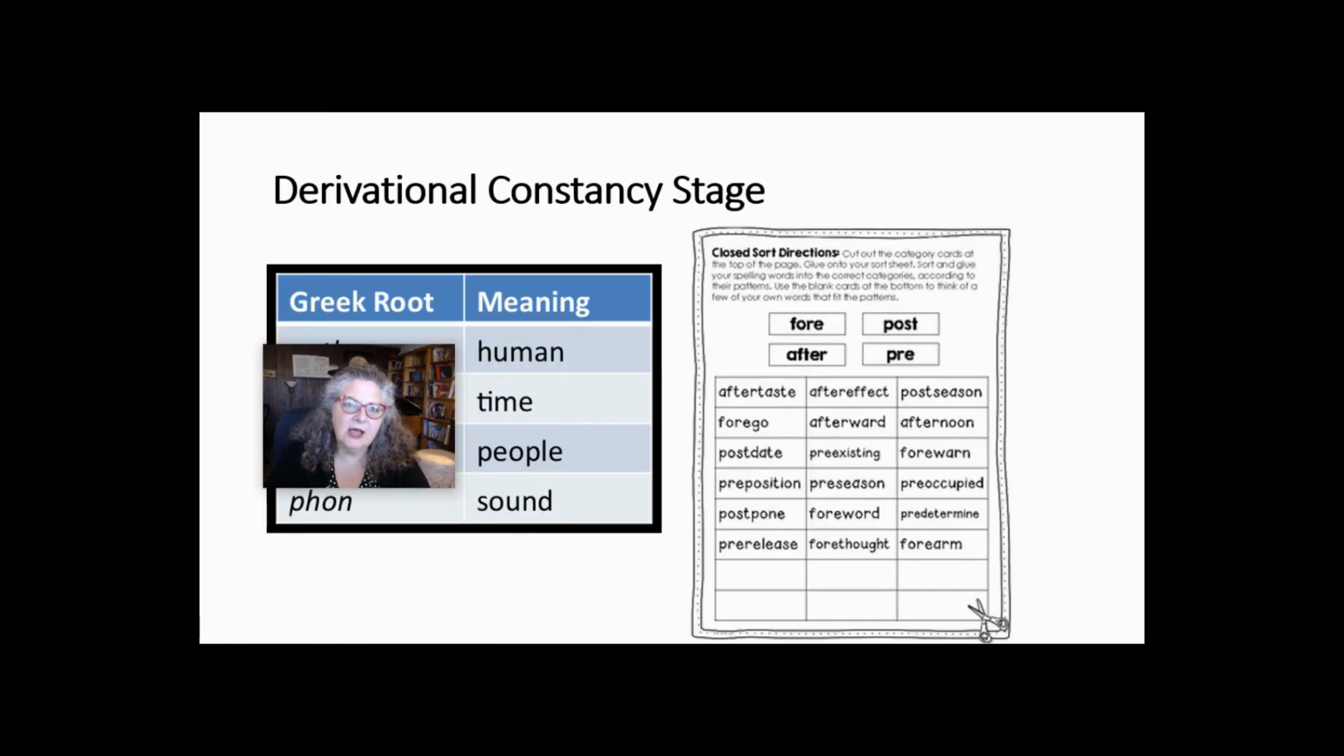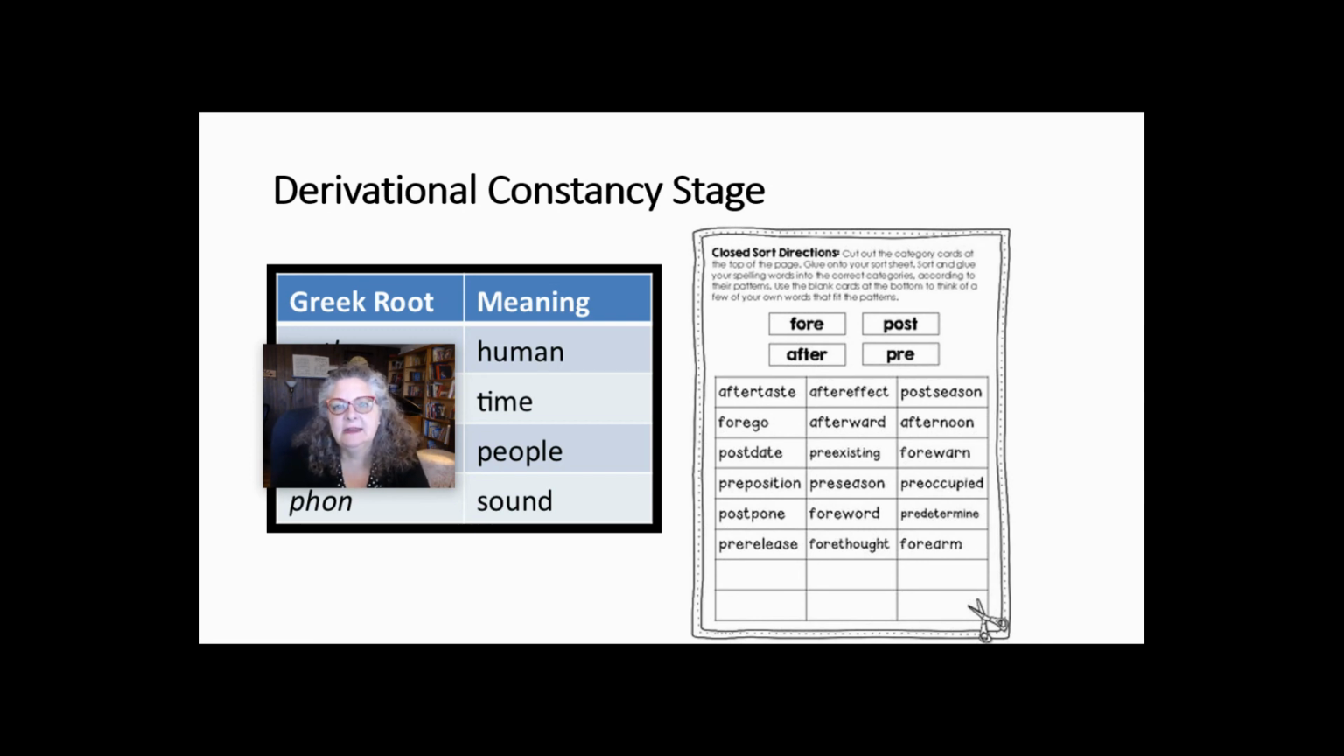In derivational constancy, we move forward in thinking about the suffixes, prefixes, and roots and bases in words. We're thinking about the derivation, or where the word came from, and that helps us understand how to pronounce it and what the piece means. And so it begins to really work well with content area academic language targets.